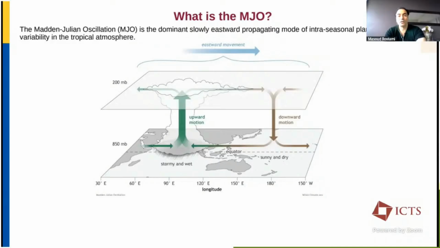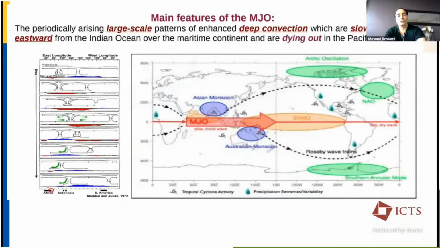Any theory should capture at least the main features of the MJO, which are the larger-scale pattern, the deep convective structure, a slowly moving eastward propagation, and that it dies out over the Pacific Ocean. As you see, it starts over the Indian Ocean. It's the biggest, most convective atmospheric structure in the world, and it even affects the polar regions, such as ice melting.